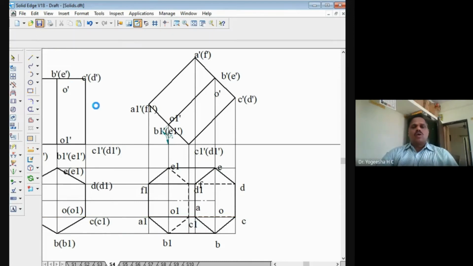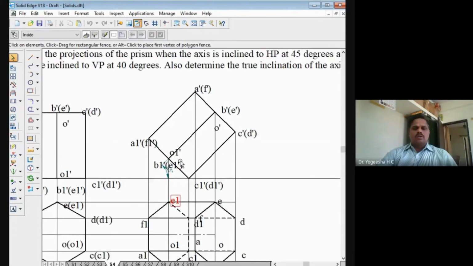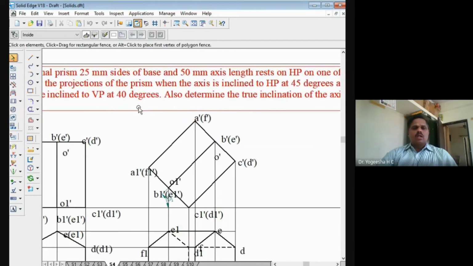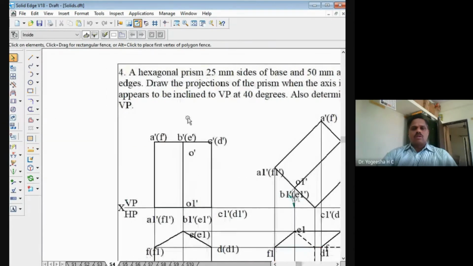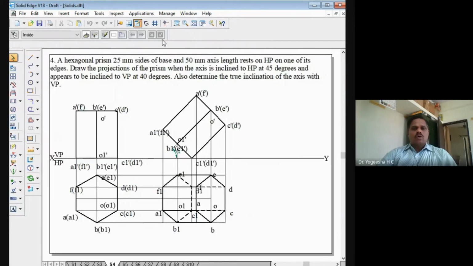Now we have to go for the third position. In the third position, what they are told here is that the axis appears to be inclined to VP at 40 degree. So we have to make the axis here, that is OO1, inclined to VP by 40 degree, but they have mentioned it appears to be inclined, meaning that beta angle is directly given in the problem. So no need of finding the beta angle.